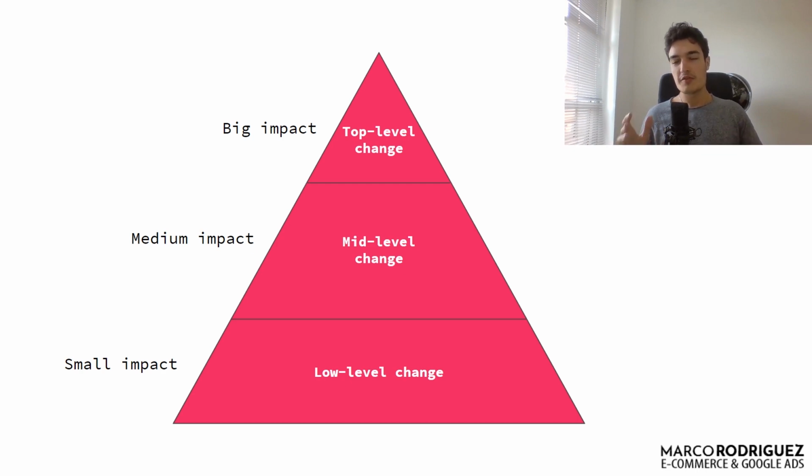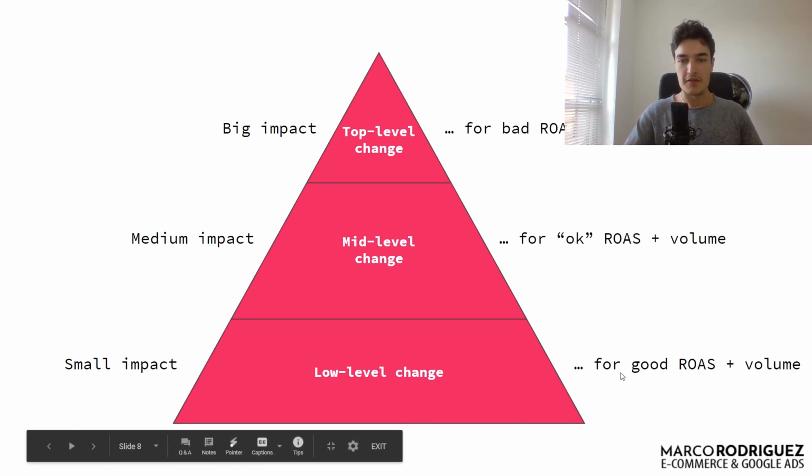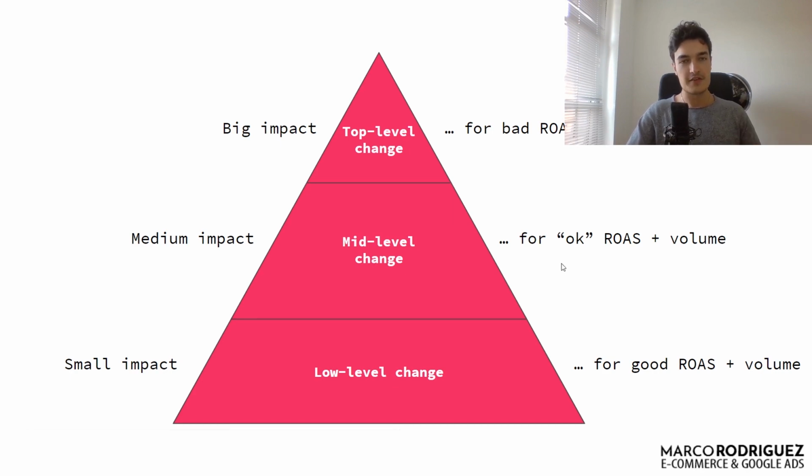And when you should use each of them is in the following way. Pretty straightforward, right? If you have a good ROAS and good sales volume, then you should focus on low-level changes. If you are in the medium category, then you are all about the medium level changes. And if you are in the first stage, which is you have a bad ROAS, or you are just on a very small volume, or you just get clicks with very limited sales, then you should be all about the top level changes.